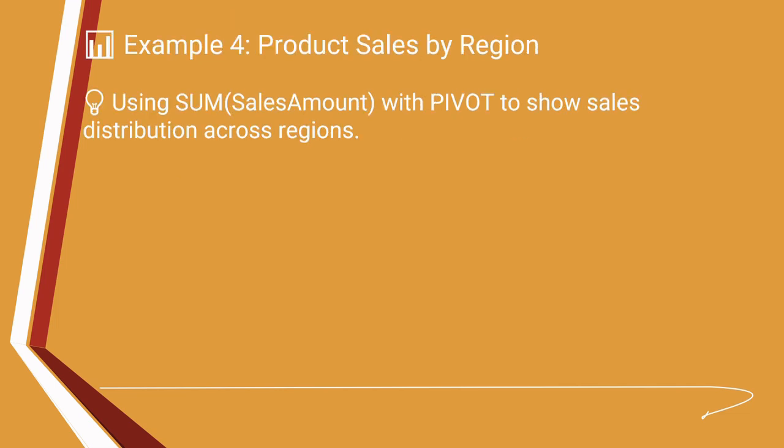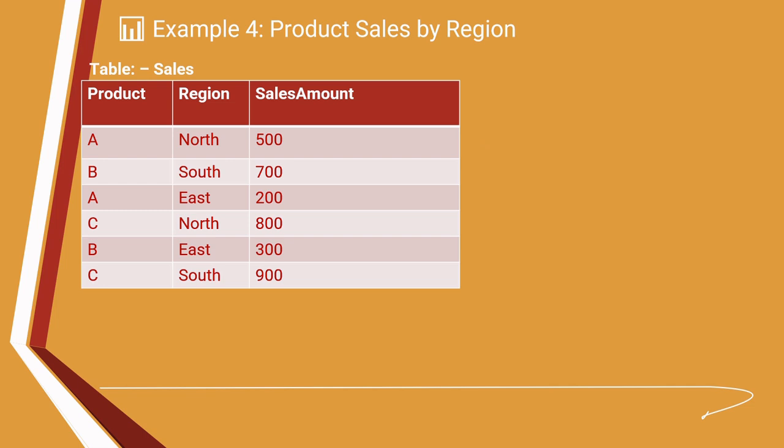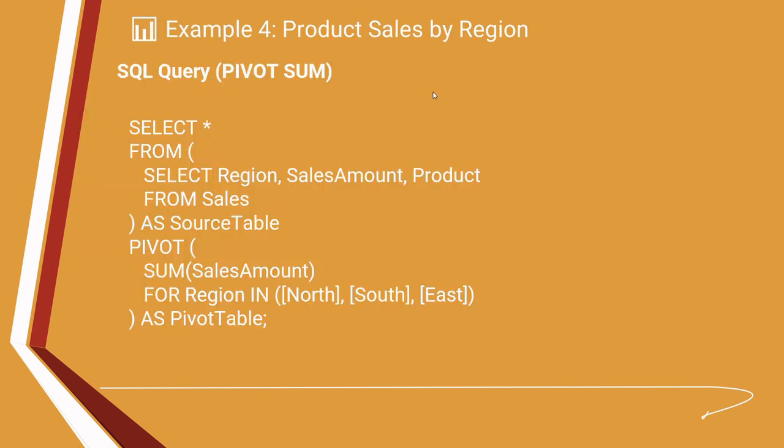In this example, we are going to summarize product sales across regions using SQL Server's pivot with a sum. Here is the sales table. It contains sales records with the product names, regions and amount sold. This query pivots the region column and sums the sales amount showing total sales per product in each region.